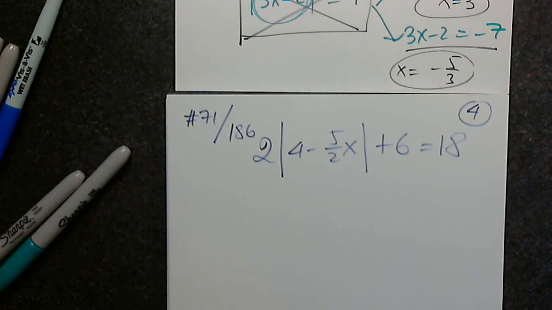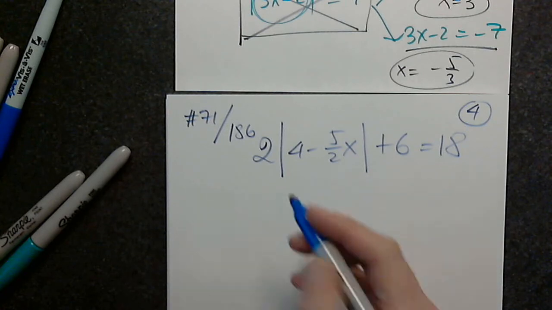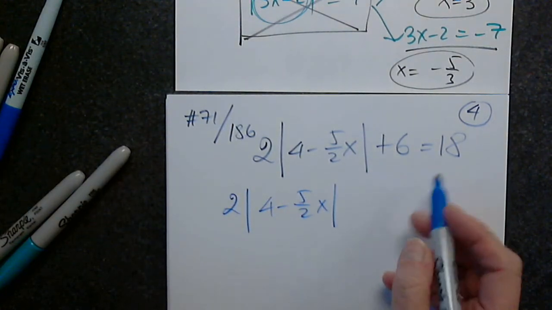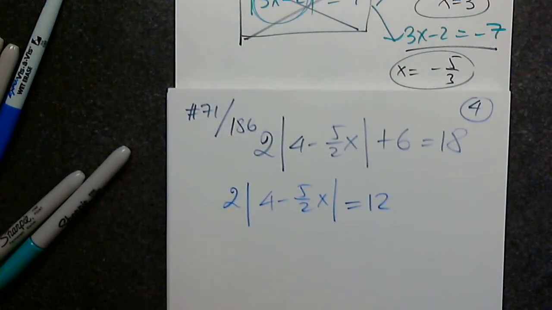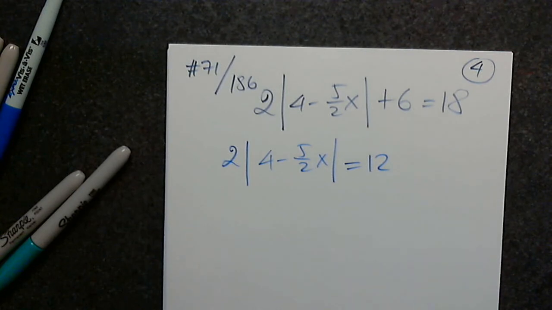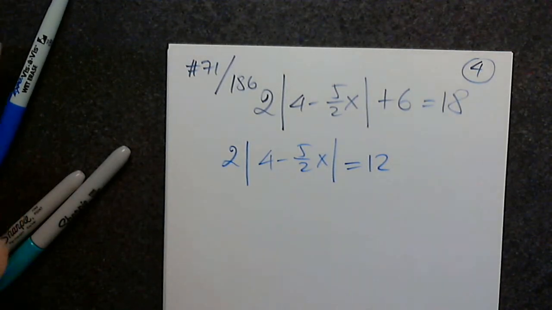How do I clean this up? Of course, subtract 6, or move, the same thing. Awesome. Still not cleaned up completely. What now? Divide by 2. Of course. Thank you very much.